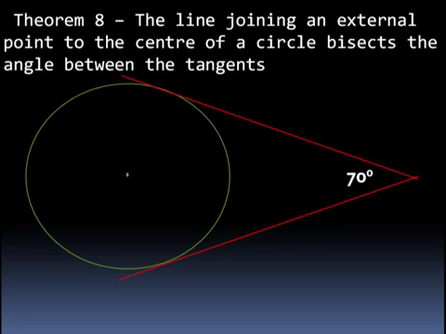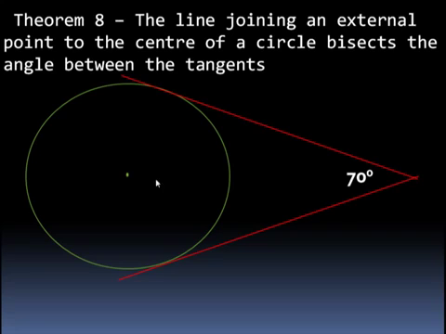Okay, the line joining an external point to the center of a circle. So we have the external point here, and we're going to have a line that passes from this external point. We're going to have a line that is drawn to the center, to the center of the circle.